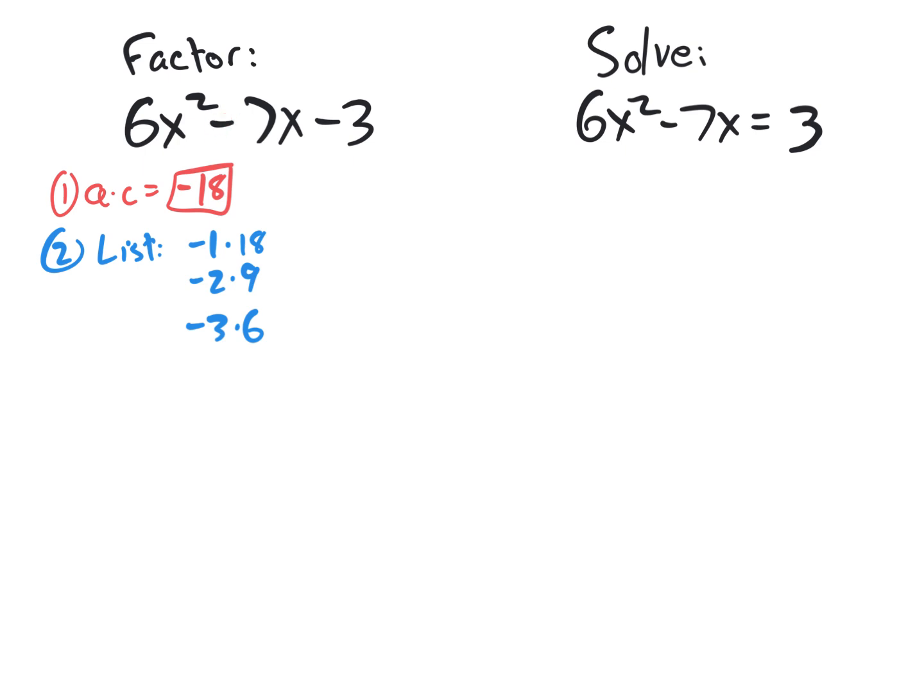So that is the right pair of numbers. It's just the wrong signs. So change that to a +2, change that to a -9, and you have your answer for step 2, the pair of numbers, right? Now, what do you do with that pair of numbers?